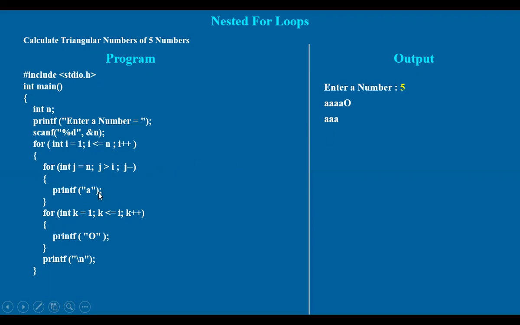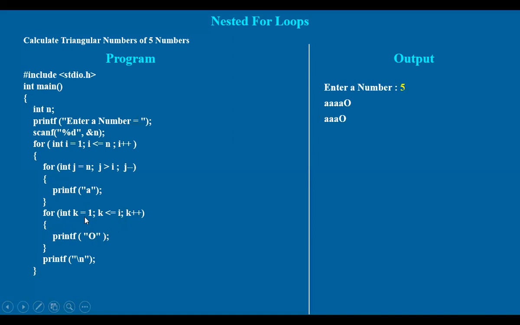Now 3. Next 2. I value is 2. Okay, I value has become 2. J greater than 2, false. So it won't come to this loop. It exits this for loop and comes to this. Now K is initiated with 1. K is equal to 1. K less than or equal to, right, 2. Yes, it prints 0.